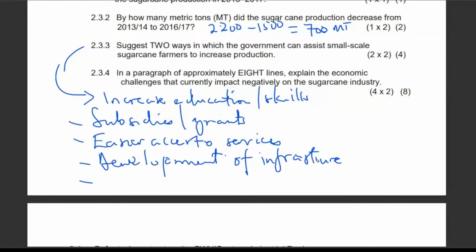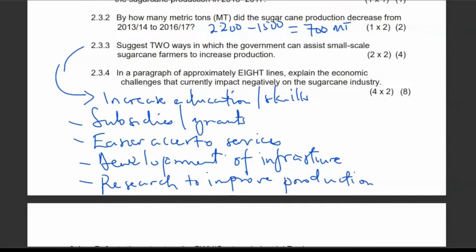And also, we can look at research. The government must engage in research to improve production. The government can research on various ways of producing sugarcane. They can find new ways of how to farm sugarcane through research, such that the farmers will get that knowledge and the skills, and then finally the farmers are going to implement those strategies in their farming businesses, and ultimately they are going to increase their production.